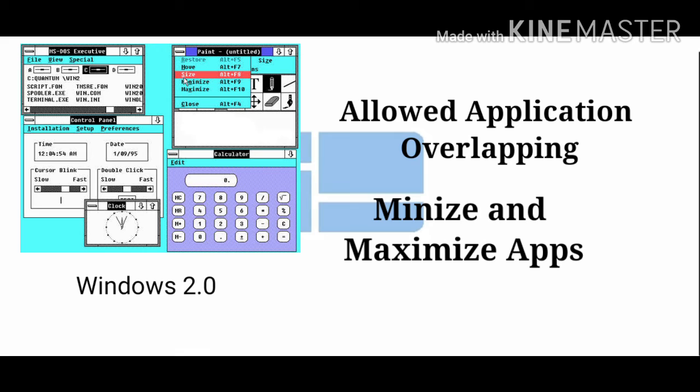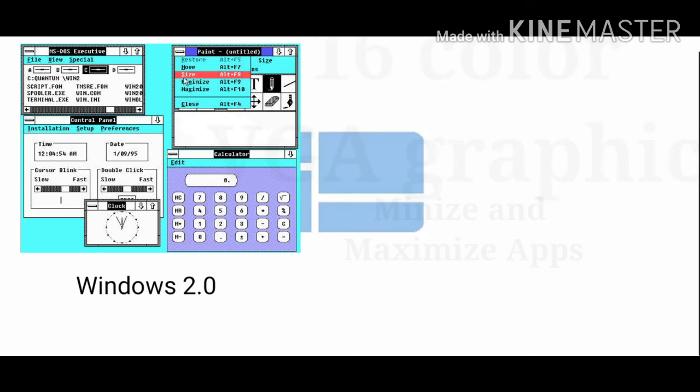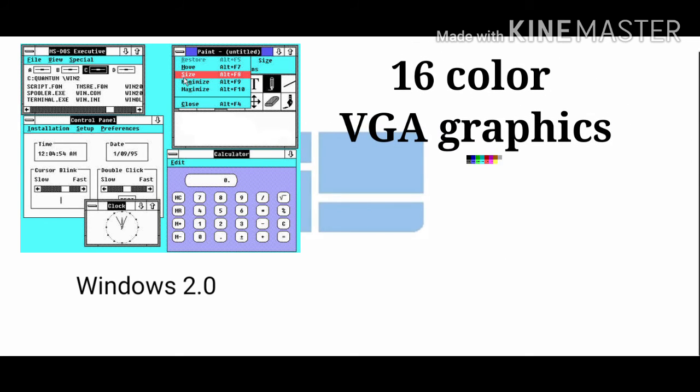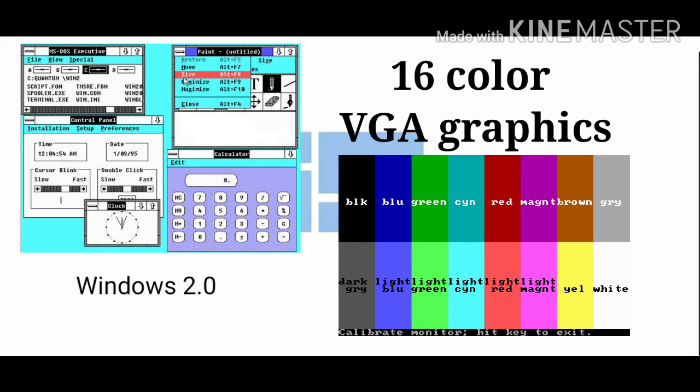Like Windows 1.x, Windows 2.x applications cannot be run on Windows 3.1 or up without modifications since they were not designed for protected mode. New features on Windows 2.0 included 16-color VGA graphics. It was also the last version of Windows that did not require a hard disk.